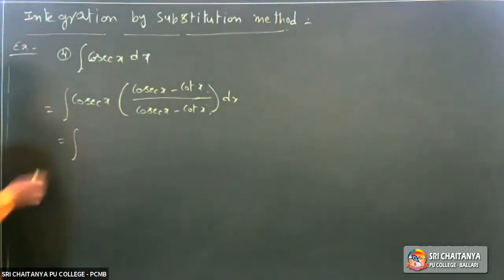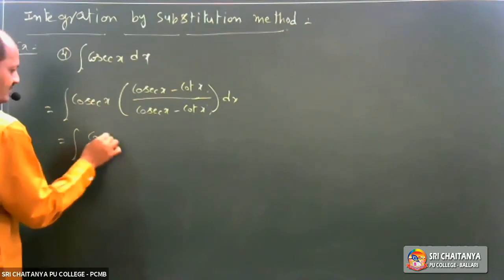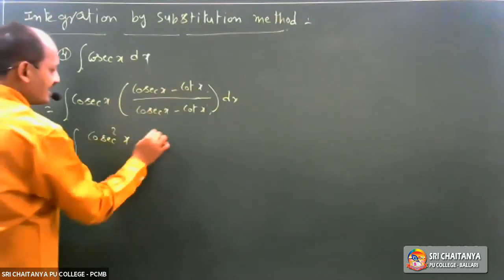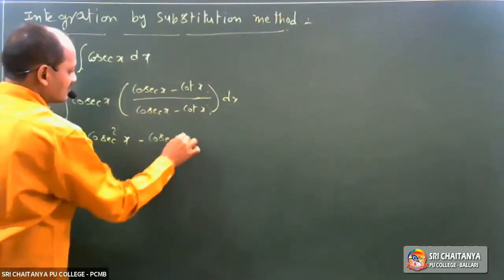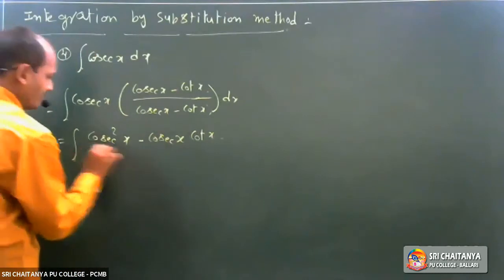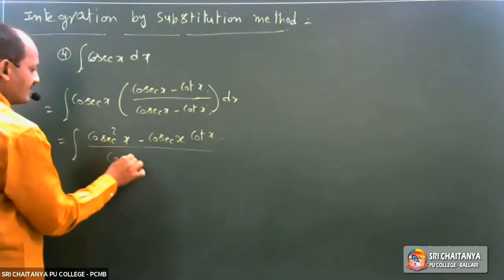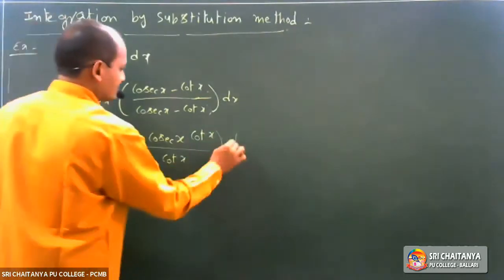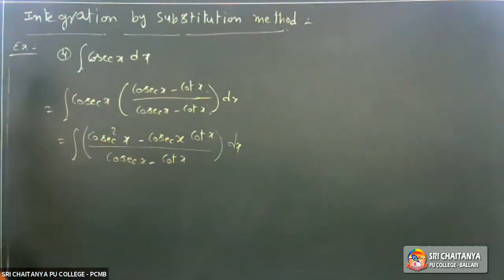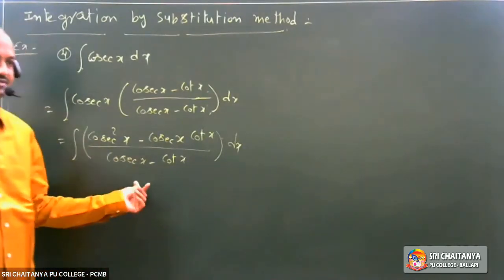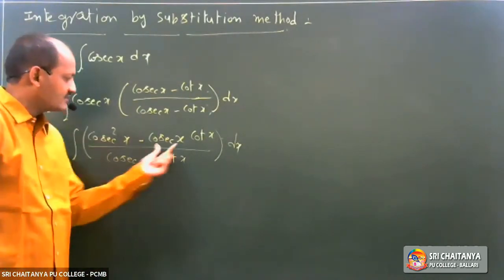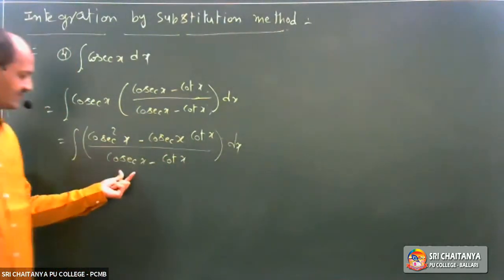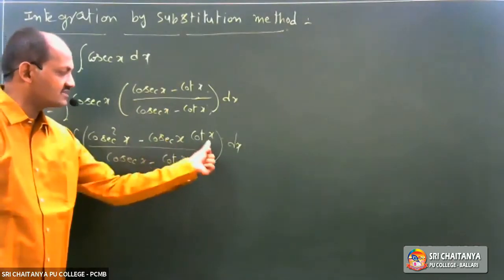Integral of cosecant x into cosecant x minus cot x, that is cosecant square x minus cosecant x into cot x, divided by the denominator term cosecant x minus cot x, whole dx. Now it is also of the form f dash of x by f of x. What about the derivative of cosecant x? Minus cosecant x into cot x.